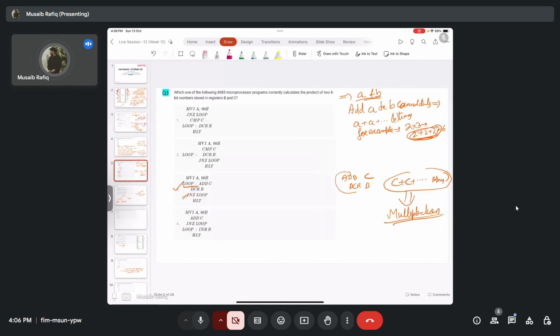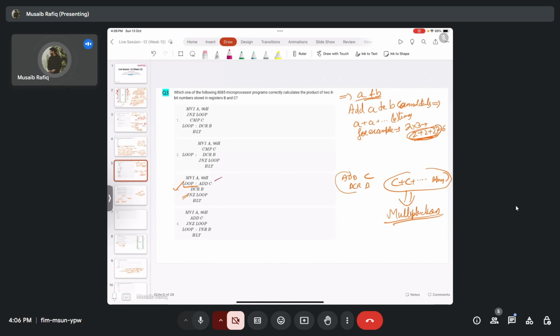Then we had this question where we were required to find the correct program for the multiplication operation between two 8-bit numbers stored in register B and C. And we saw that because we don't have a direct multiplication operation in the microprocessor, we use the addition operation. So basically how we do it is you add a number cumulatively. If you have a multiplication between B and C, you will add B, C number of times. Like if you have 2 multiplied by 3, you will add 2, 3 number of times to itself. So 2 plus 2 plus 2, that is 6.